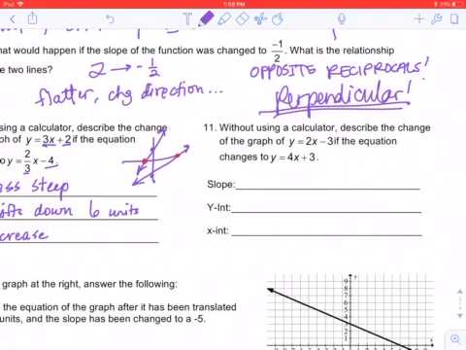Changing from 2x minus 3 to 4x plus 3, the slope is going to get steeper because it's going from a 2 to a 4. The y-intercept is going from -3 to 3, so it's going to shift up 6 units.